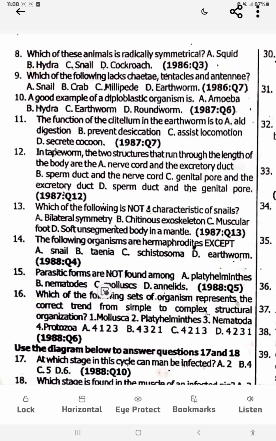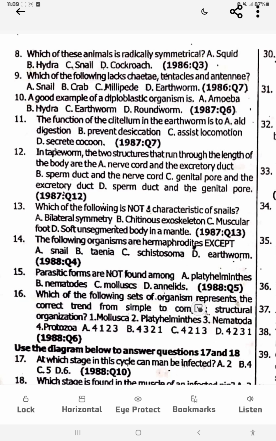Number 15. Parasitic forms are not found among mollusks. Mollusks are snails. There is no snail that is a parasite. Next, write down: tapeworms are parasitic, Ascaris lumbricoides are parasitic, leeches are also parasitic. But mollusks, this group where snails belong, are not parasitic. They feed by themselves, they hustle for themselves, and know who to feed on.